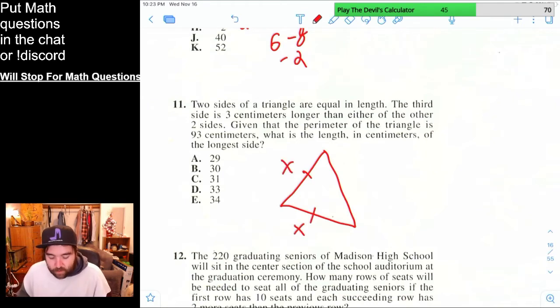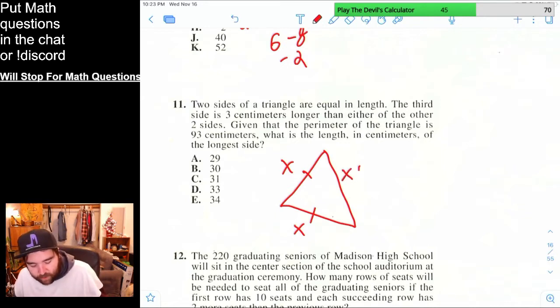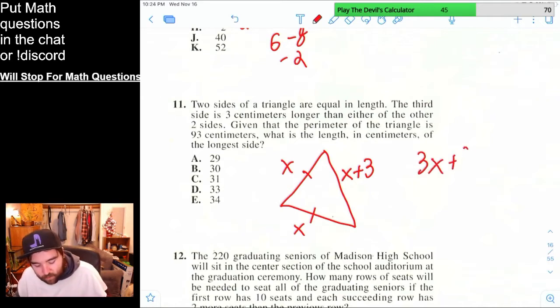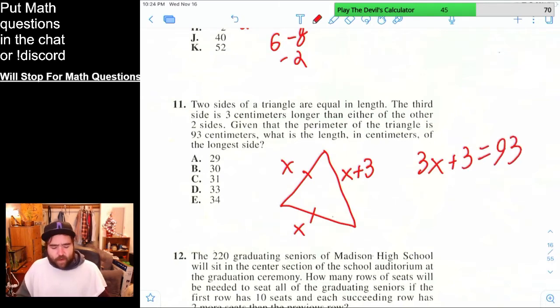The third side is 3 centimeters longer than either of the other two sides. So I think that's pretty clear to me that it's just 3 longer than one of the sides, not longer than 2x. So that's just x plus 3. So now we can think about the perimeters, adding all of those up. So 3x's plus the extra 3 to get 93. So now subtract 3, divided by 3, x equals 30. Yeah, that was easy enough.